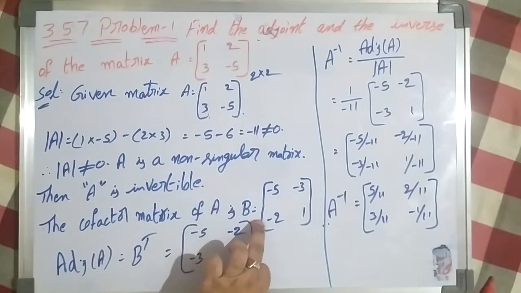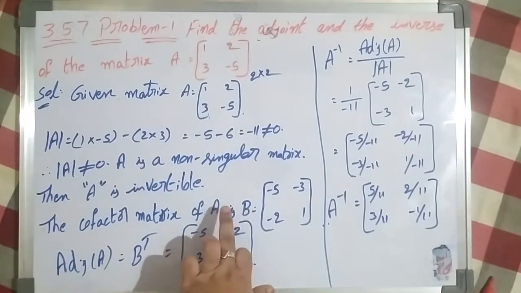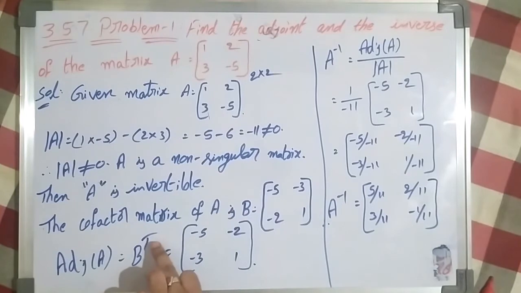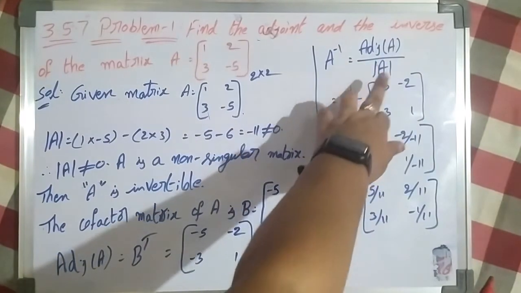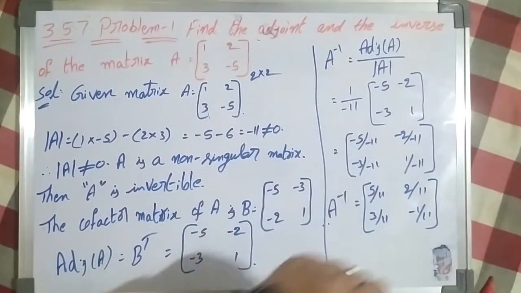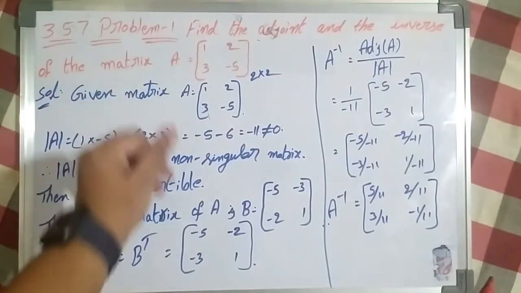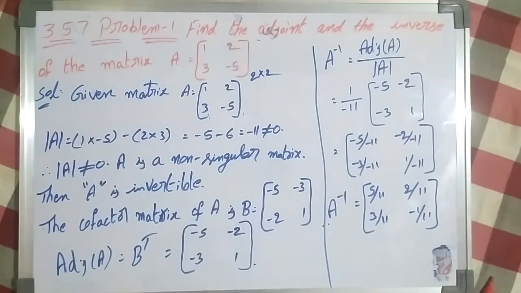Let it be B. Then adjoint of A is nothing but the cofactor matrix of A transpose, that is B transpose. We have to first find out adjoint of A, then A inverse equals adjoint of A by det A. Then we calculate the value. Next we will go to the second problem in the same solved problem 3.5.7.